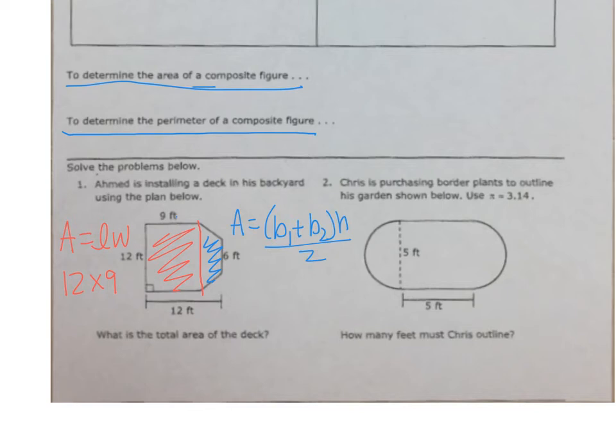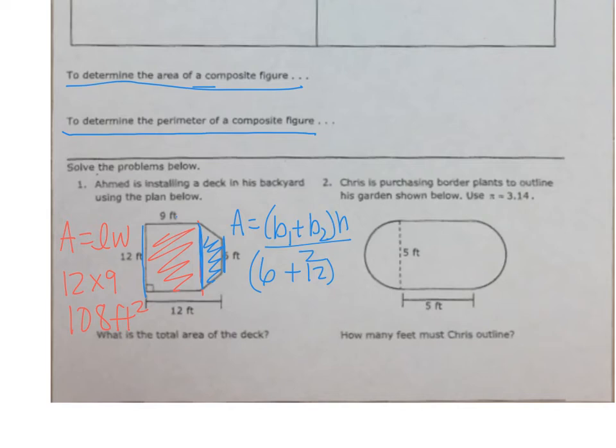Okay. And what is 12 times 9? 108 square feet. All right. So now we're going to find the area of the trapezoid. So this is base 1, so that would be 6, plus how far is it here? Oh, it's the same as this, so it must be 12.